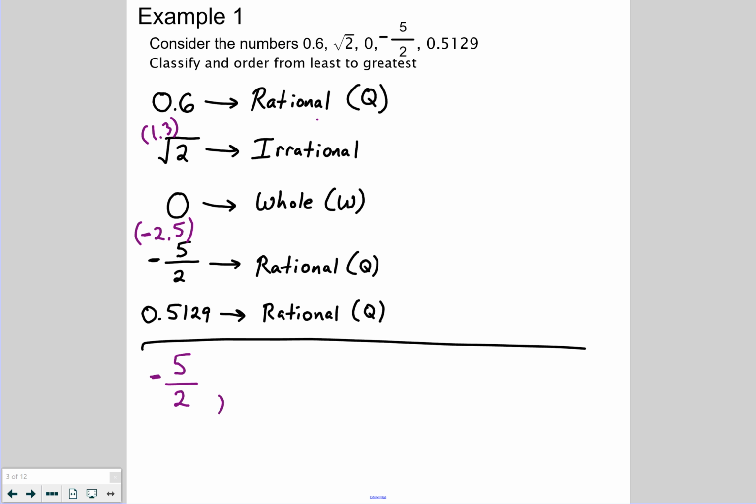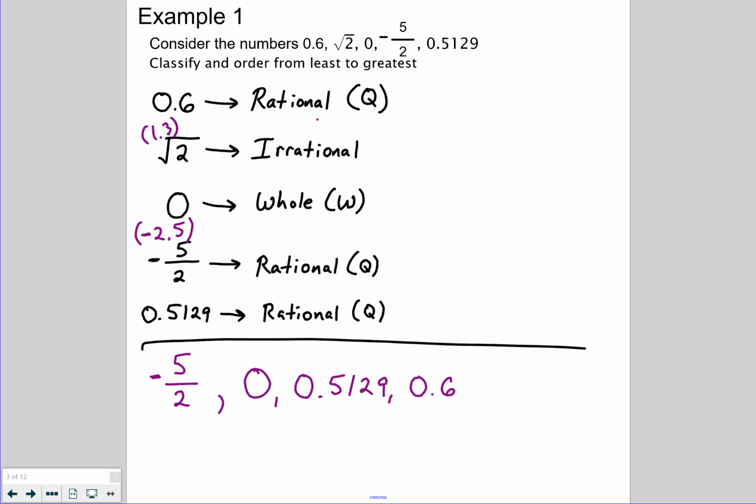What's the next lowest number? There's no more negatives, right? So the next one has to be 0 because 0 comes before positive. 0 is neutral. It's not positive. It's not negative. What comes after 0? Ooh, not 0.6, 0.5129. It will be right before 0.6 because it's less than 0.6.